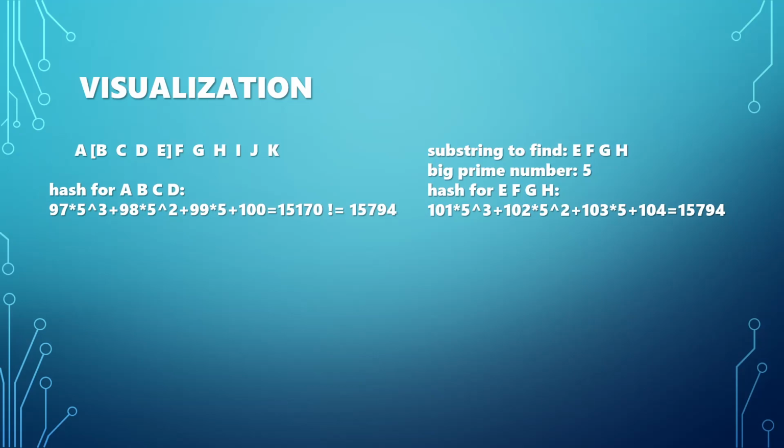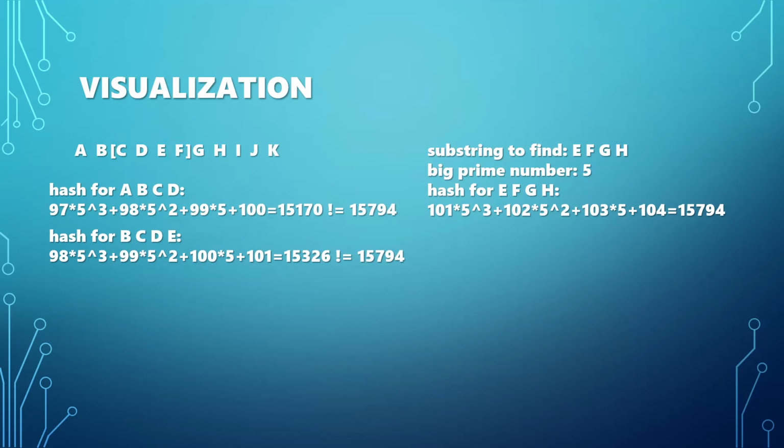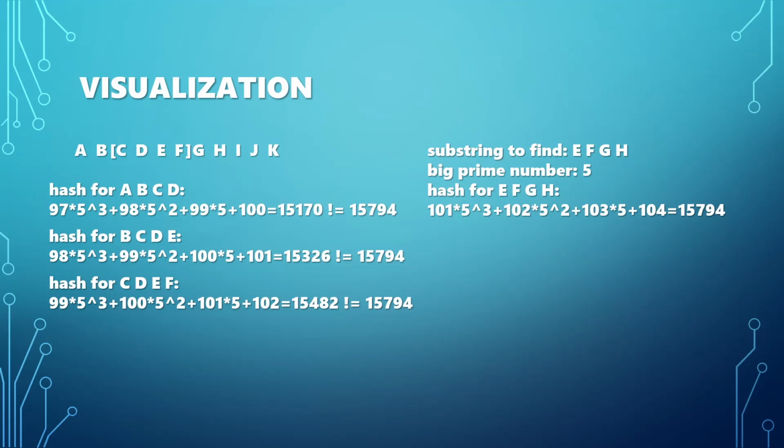Let's go on. We shift the border of our window of length 4 to another substring, which is B, C, D, E. Again, we calculate the hash, and we can see that this hash also doesn't equal the hash of the string we need to find. We go on to the next substring C, D, E, F. What's the result of the hash? Oh, so sad. So close, but no, it doesn't satisfy us.